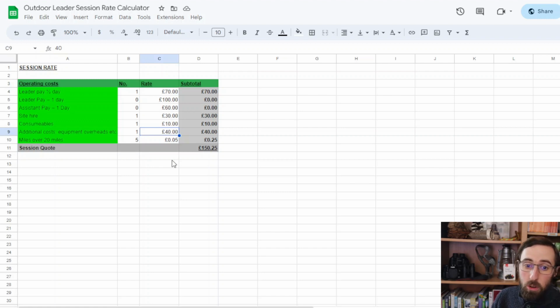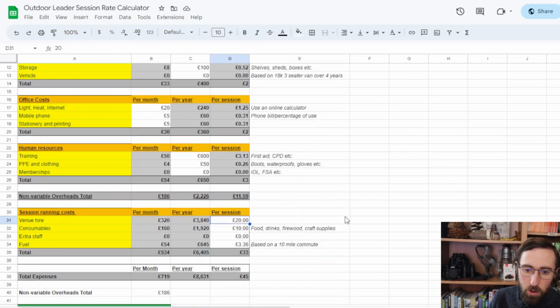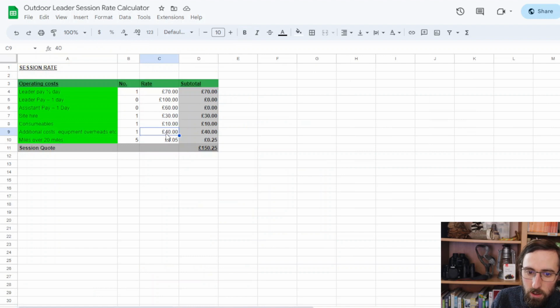And then I know, because of my overheads, there are certain overheads I need to cover, so I'm just going to put in a nominal amount, and your per session amount is the one you can find on the expenses sheet here. So, okay, non-variable overheads, £11.59 per session. So you can just drop that straight in there and go, okay, £12 per session for overheads.